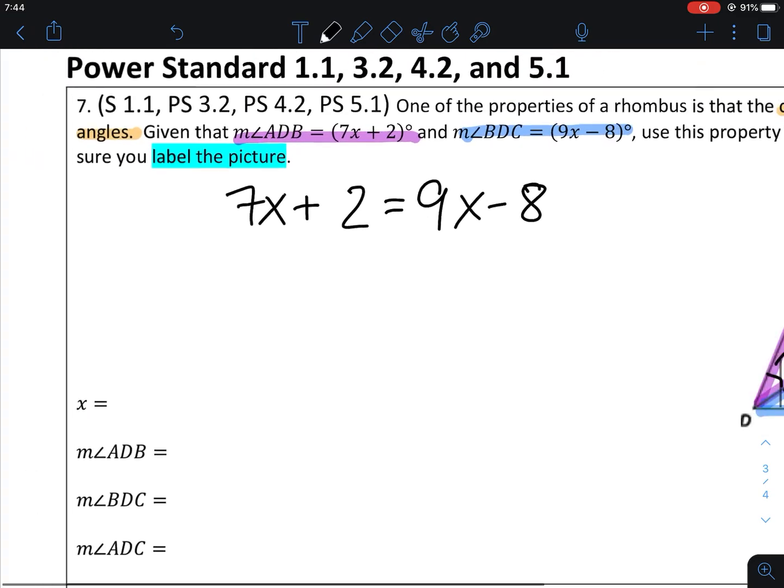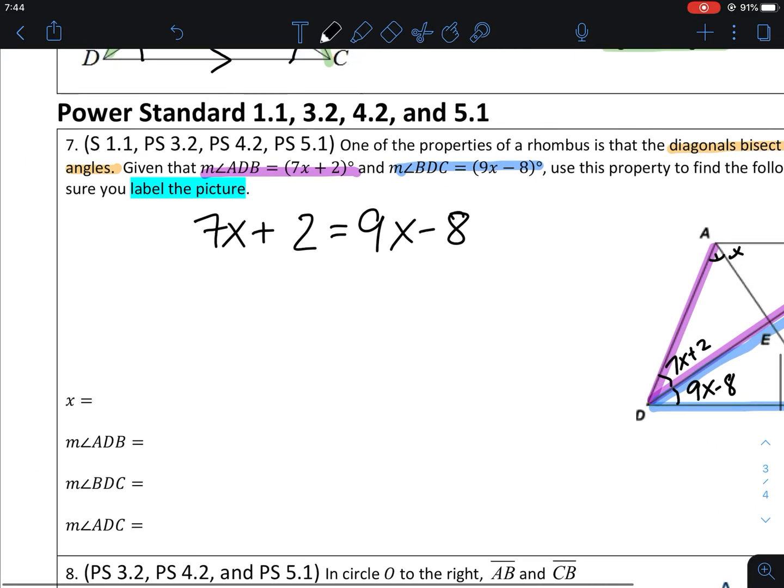Again, I look to make sure that you wrote the correct equation, again, that you use the correct properties and theorems to begin the problem itself.